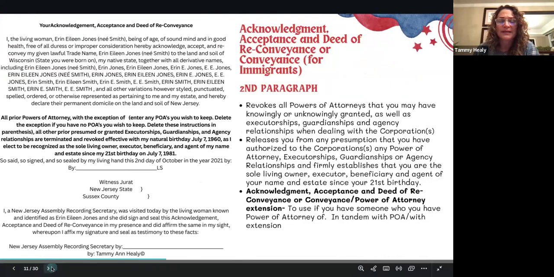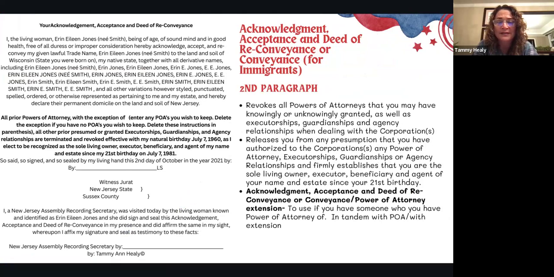All right. Now the second paragraph, this is where you revoke all powers of attorney that you may have knowingly or unknowingly granted. So when your mother signed your birth certificate, she signed over your rights to the government. And so anytime you get a ticket in the mail, which is why you get solicited by attorneys to represent you. Okay? And so when you correct your status, you're taking back your power of attorney. You don't need an attorney to represent you because you're not dead and you're not lost at sea.